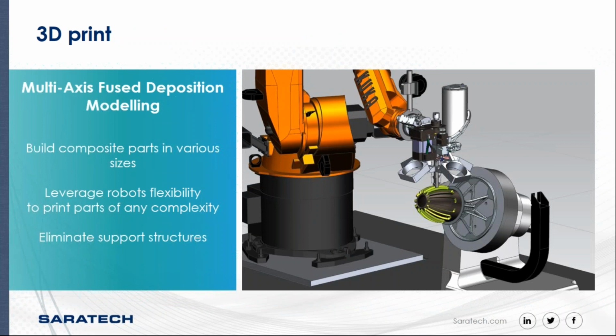The multi-axis fused deposition modeling: you build composite parts of various sizes. We leverage robots' flexibility to print parts of any complexity. All of the robots have 7 axes, and then we can put different heads on them for the deposition processes. And we can also eliminate the support structures using this methodology.